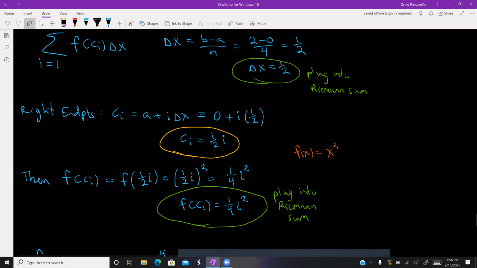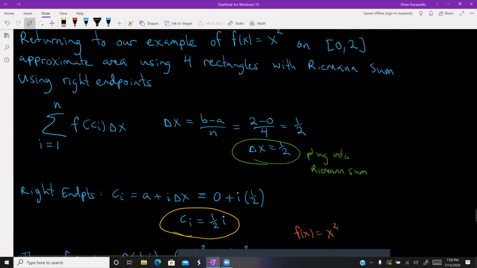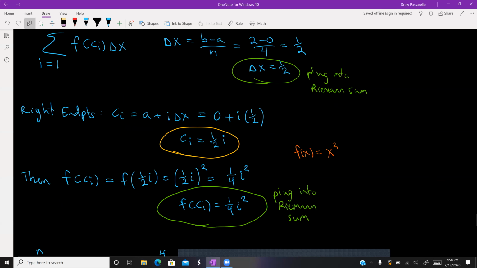Now here's where something's different. For the right endpoints, instead of just forming the 4 subintervals, you can just form a formula for the right endpoints, and that was given as ci is equal to a plus i times delta x. And then a is 0. We found delta x to be a half. So it's going to be 0 plus i times a half. So the right endpoints in general form is 1/2 times i.